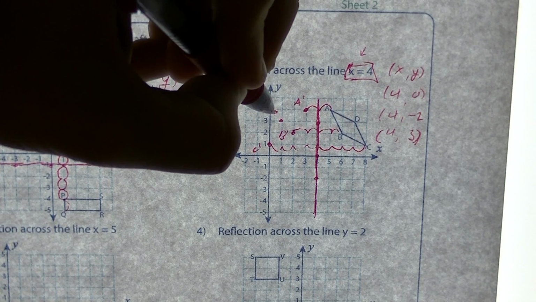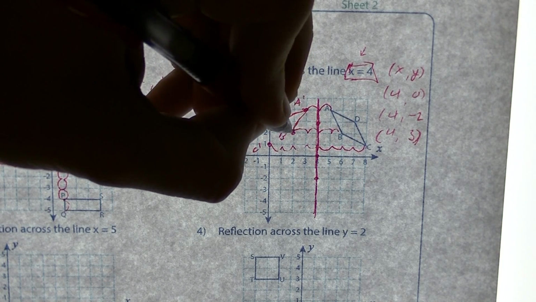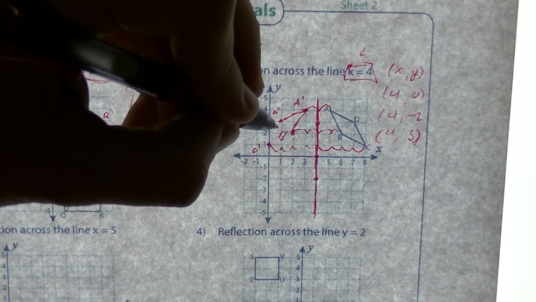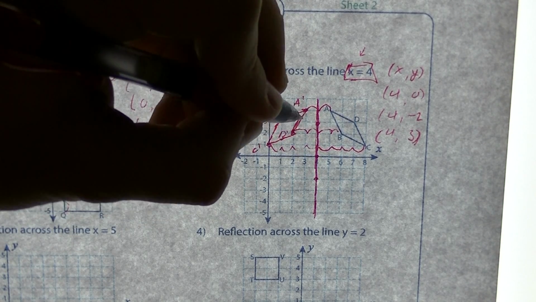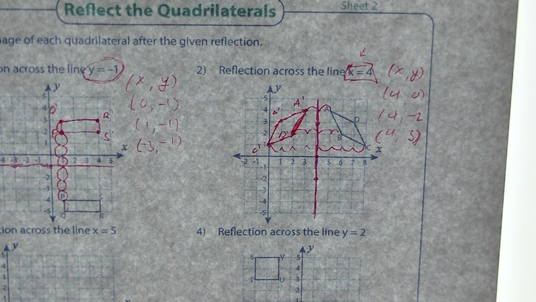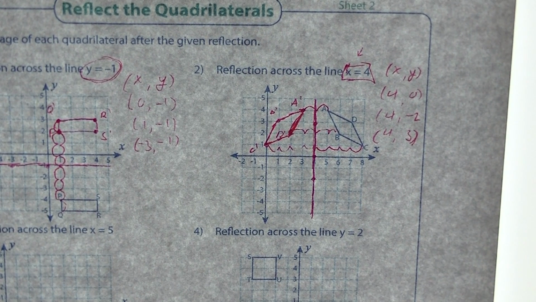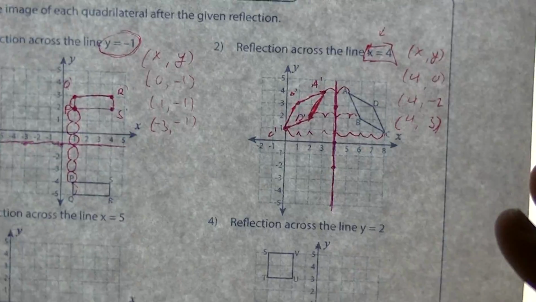and this will be D prime, and let me just connect A to D, A to B, D to C prime, and B prime to C prime. And this is my nicely reflected figure over the line, x equals 4. Now here is the final one. I'm going to skip all the way ahead to this question down here.